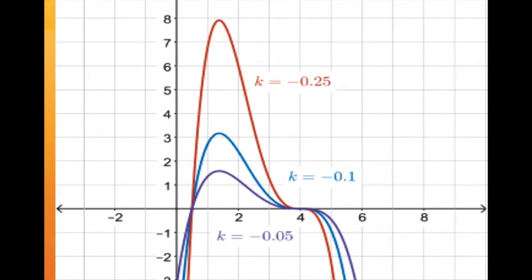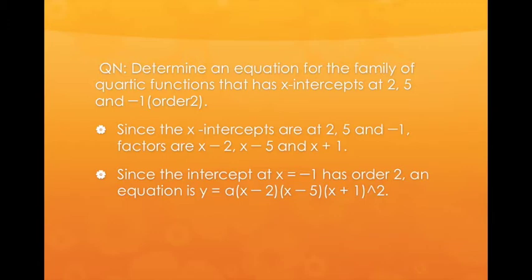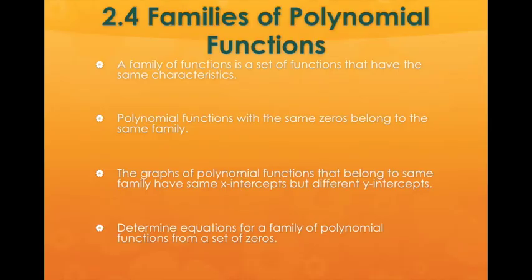Here's an example graph of a family of functions. We will learn that a family of functions is a set of functions that have the same characteristics. Polynomial functions with the same zeros all belong in the same family, and the graphs of polynomial functions that belong to the same family have the same x-intercepts but different y-intercepts, unless 0 is one of the x-intercepts. Also, we will determine the equations for a family of polynomial functions from a set of zeros.